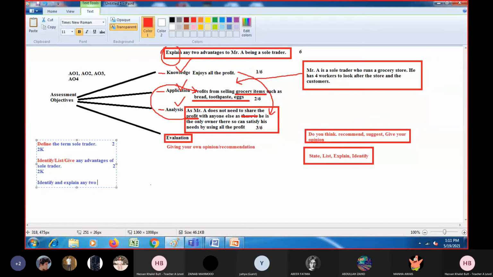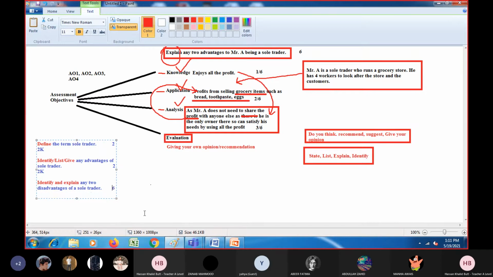Okay, but if there is a question, explain, or sometimes it's written identify and explain any two, let's say, disadvantages of a sole trader, if this is the question. So now you see the command words are identify and explain. So here, what is required? The marks either will be 4 or 6. I'll talk about both, but they are normally done in the same fashion.